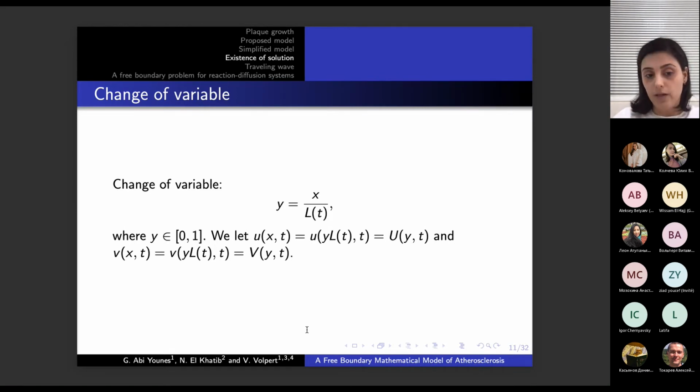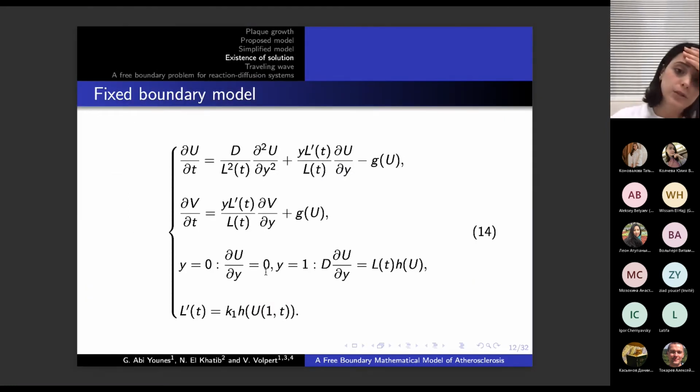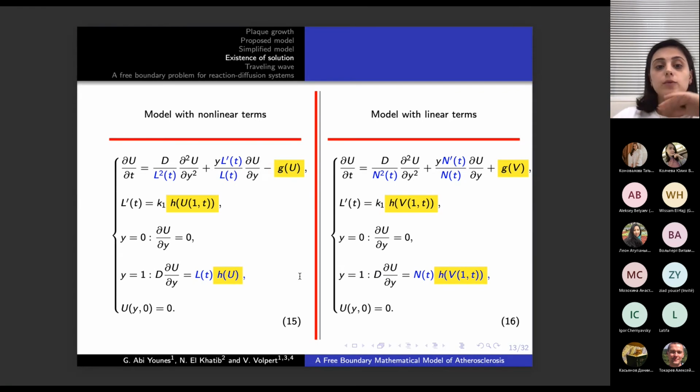What we are going to do is the following. We are going to do a change of variable: y equals x over L of t. This change of variable allows us to transform this simple model with free boundary into a model with fixed boundary. And instead of small u and small v, we are going to have big U and big V. The new model, after the change of variable, becomes the following. I recall that it is a model with fixed boundary. Instead of x, we have y, and y runs from 0 to 1.